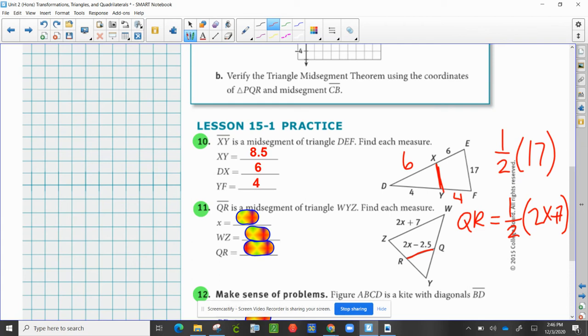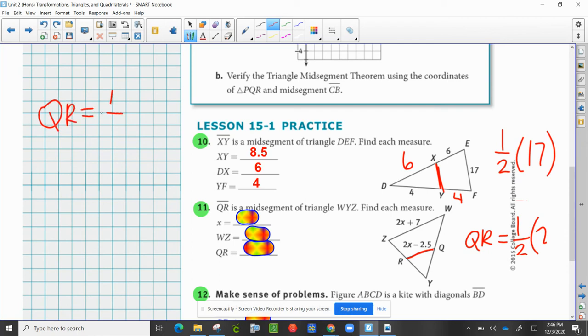So let me maybe help you set it up a little bit further. QR we know is 2x minus 2.5. We know that has to be equal to 1/2 WZ, which is 2x plus 7. So go ahead and solve that for X and see what you get.